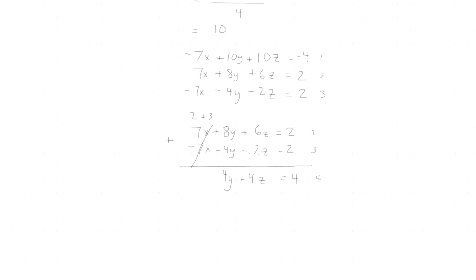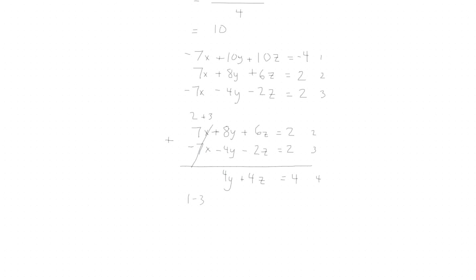We can solve this for z in terms of y. Okay, let's try this. Take a look at equation 1 and equation 3. We had the same x coefficient, right? So what can we do with equation 1 and equation 3? We would subtract them to eliminate the x. All right, so let's do that: equation 1 minus equation 3.